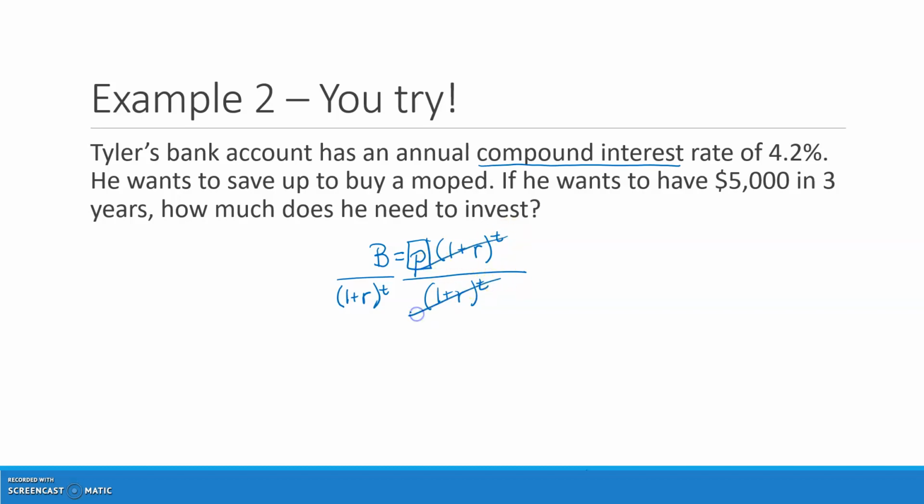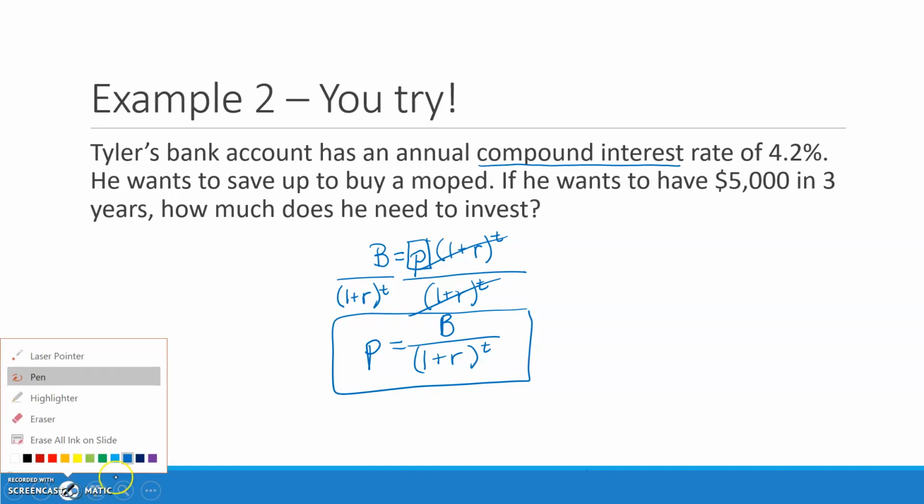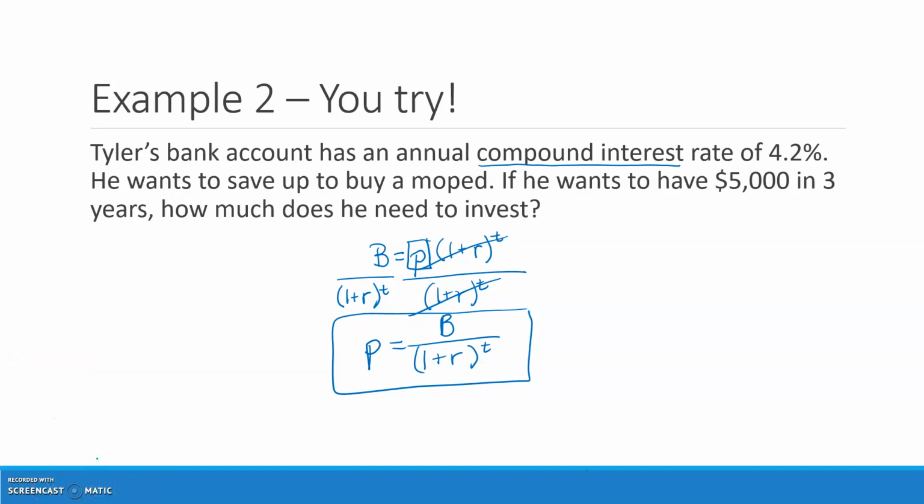That's going to cancel with that, and I'm going to get P equals B over 1 plus r to the t power. So there's my first part. Next, I'm going to write out what information I know. I know that we want a balance of $5,000. I know that the rate as a decimal is 0.042. And I know that the time is 3 years.